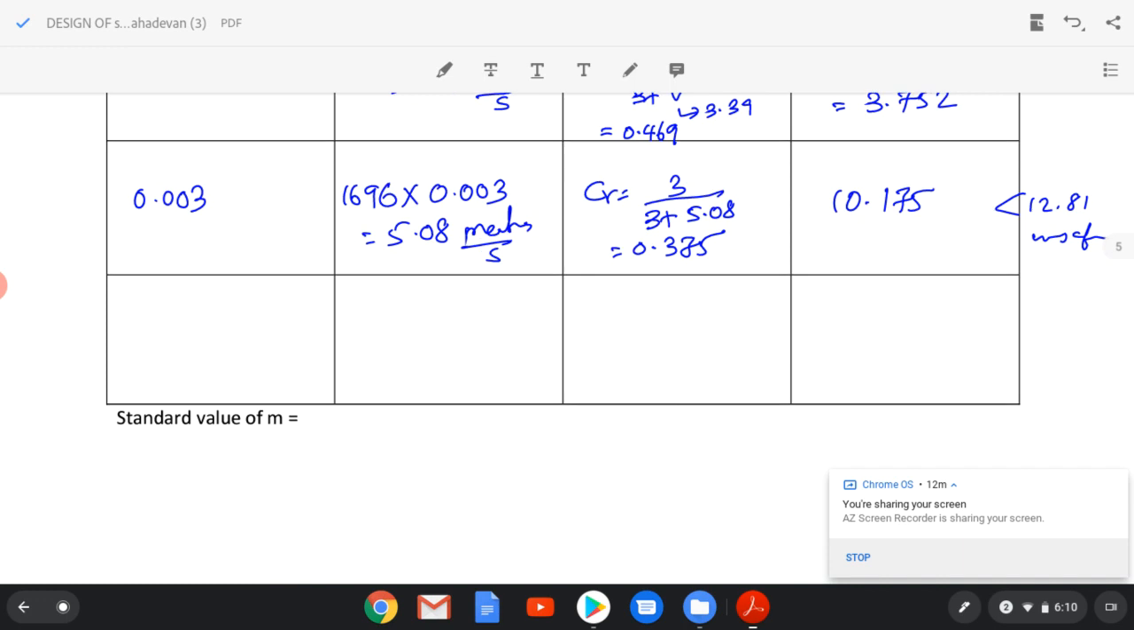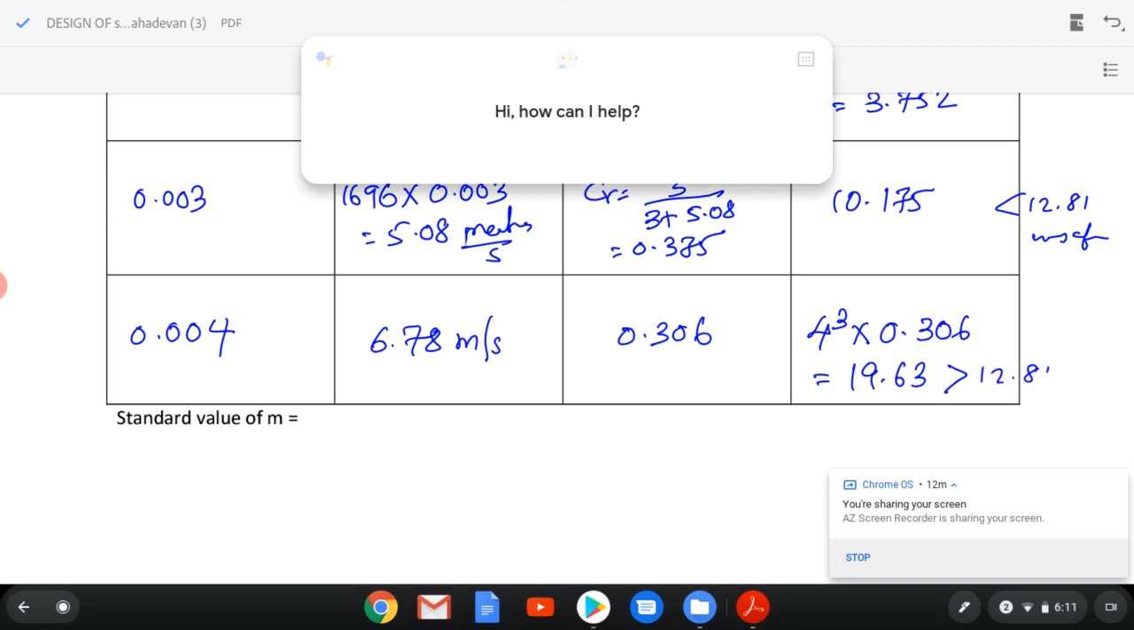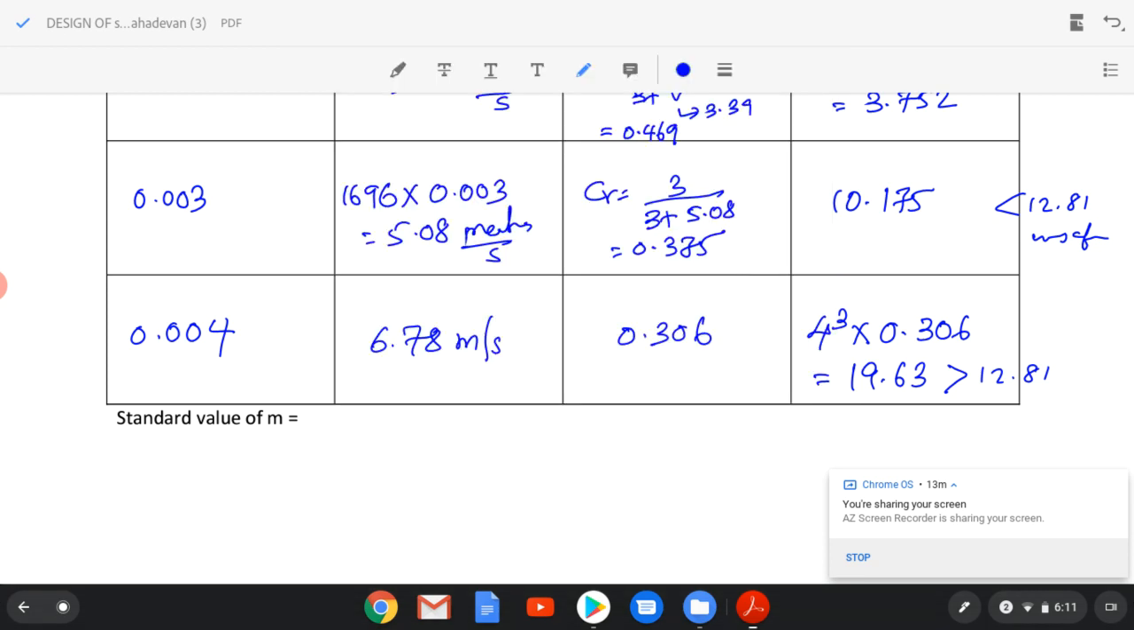Next, we check the value with 4 mm, 0.004 meters. Our velocity will be 6.78 meter per second, and Cv will be equal to 0.306. And m cube Cv equal to 4 cube into 0.306 equal to 19.63, which is greater than the required value 12.81. So we have the standard module equal to 4 mm.